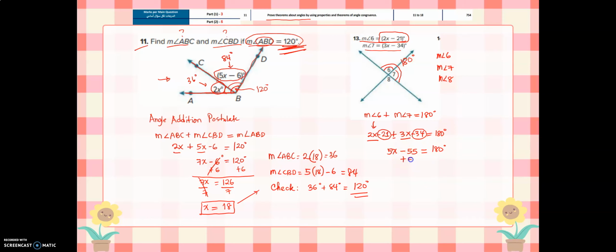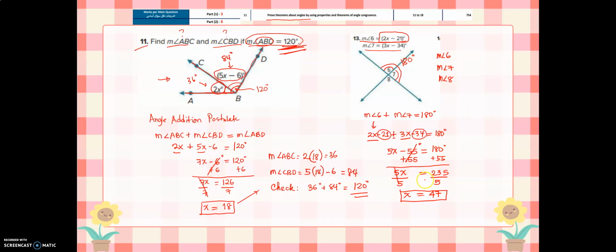By addition property of equality, we're going to add 55 to both sides. So I am left here with 5x, this becomes 0. And this is add. So 180 plus 55 will be 5, 13 carry 1 is 235. And by division property of equality, we divide both sides by 5. And your x would be equal to 47. Alright, so we have now the value of x, which is 47.